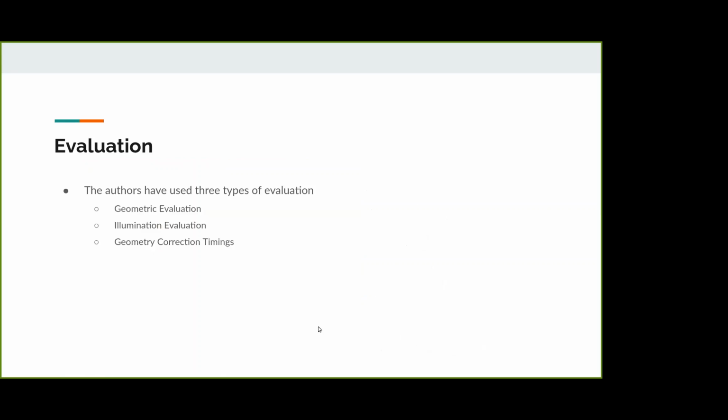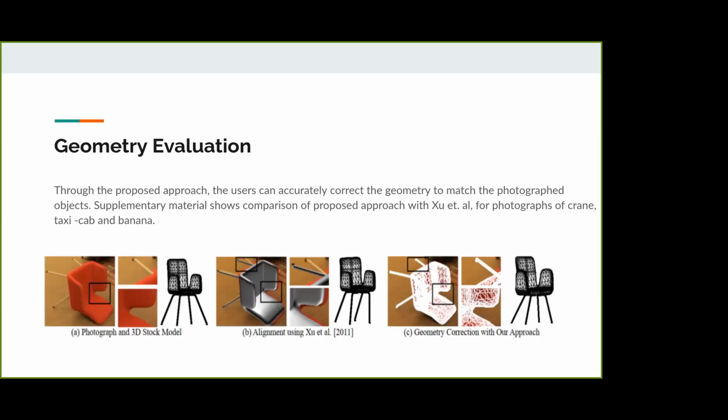For the evaluation, the authors have used three types of evaluation: geometric evaluation, illumination evaluation, and geometric correction timings. For the geometric evaluation, the user is presented with an interface that allows them to correct or align the 3D model with the image. So we can say that the user can accurately correct the geometry to match the photographed objects. They compared their result with other papers like Zhu et al.